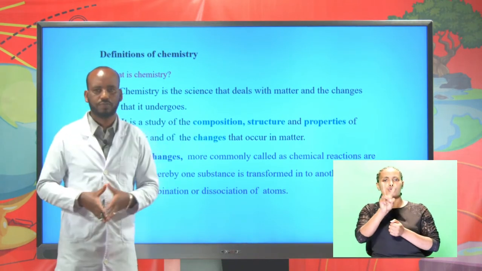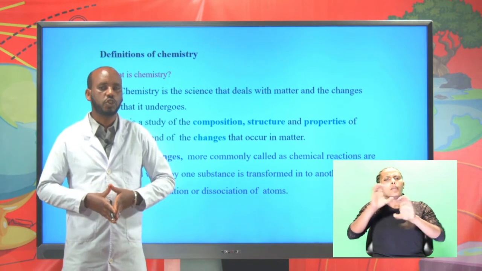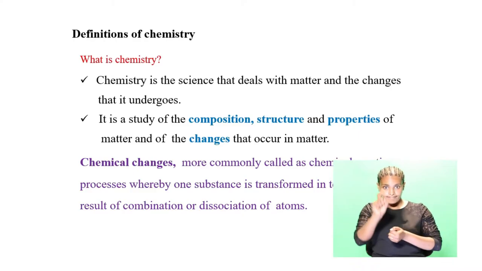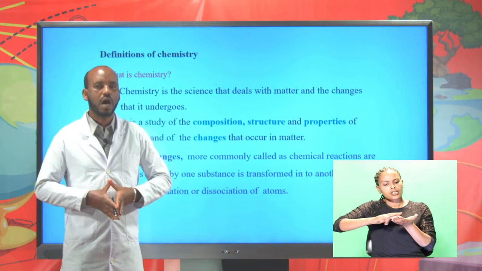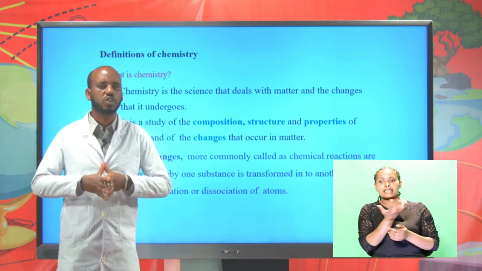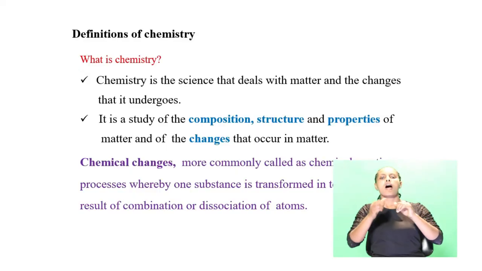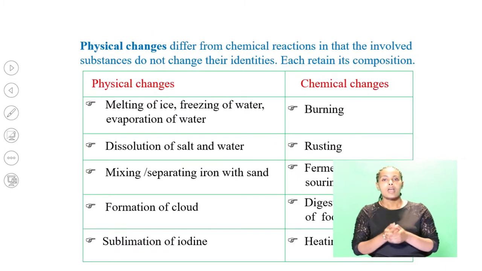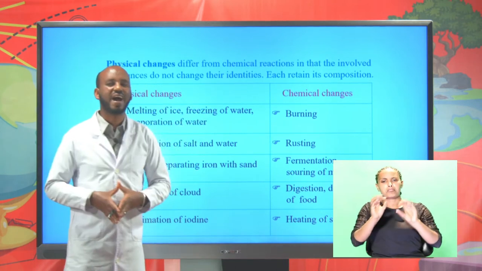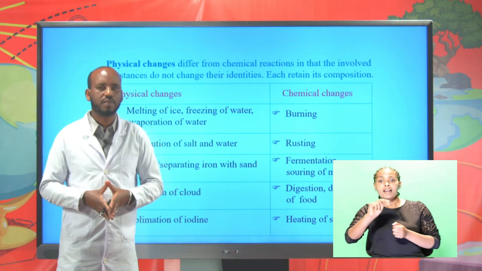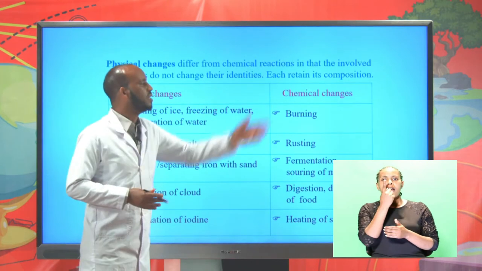Changes are of two types, physical change and chemical change. What is the difference between chemical change and physical change? Chemical change, more commonly known as chemical reactions, are processes whereby one substance is transformed into another as a result of combination or dissociation of atoms. Physical changes differ from chemical reactions in that the involved substances do not change their identities. In physical change, there is no new substance formed. Each retains its composition.